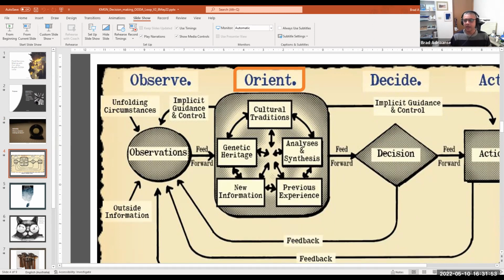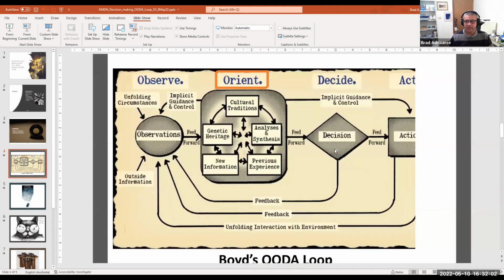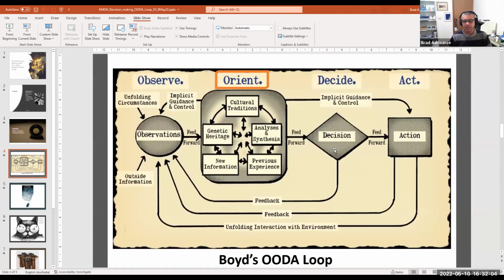So as I said, Boyd's, let me just move this down. This representation that we have in front of us, this visual, is the only image that Boyd ever drew of his philosophy. And it is a philosophy. It's not just a methodology that is linear that we follow.